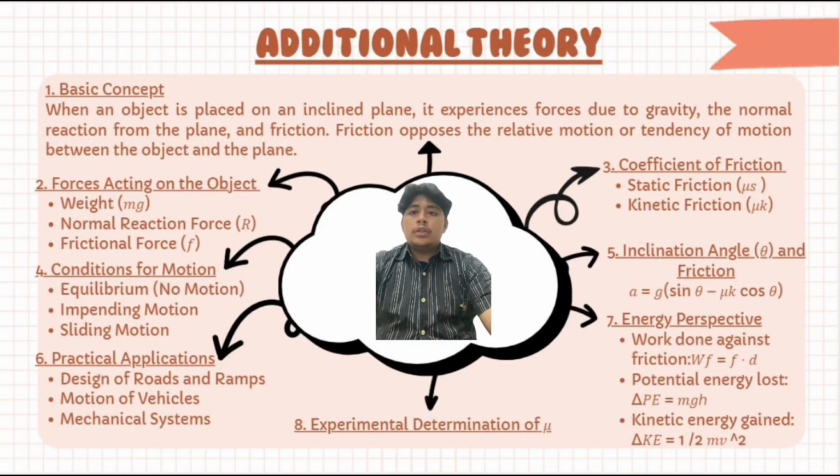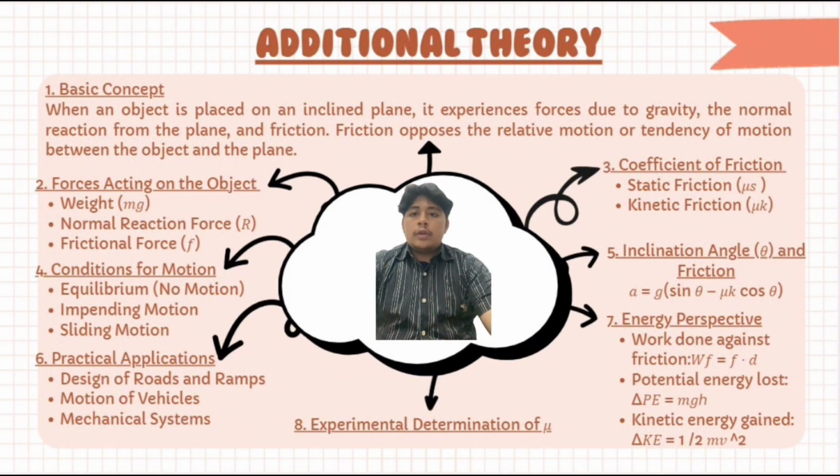Next is additional theory. First, basic concept. When an object is placed on the inclined plane, it experiences force due to gravity, the normal reaction from the plane, and friction. Friction opposes the relative motion or tendency of motion between the object and the plane.